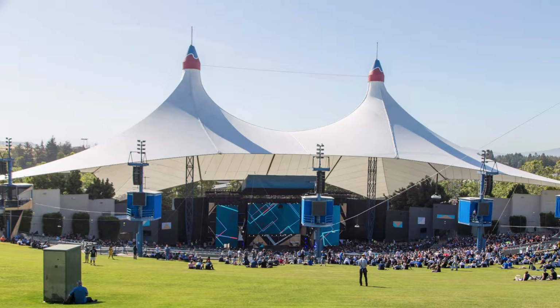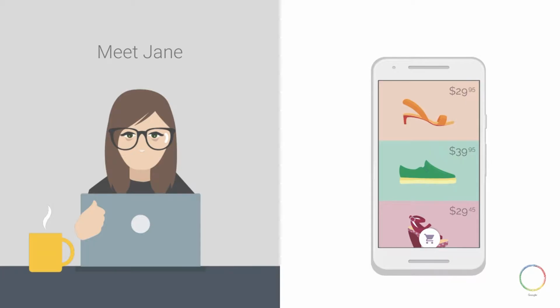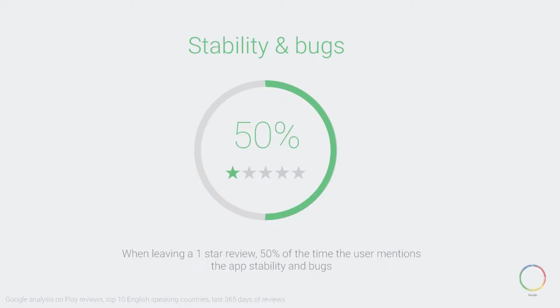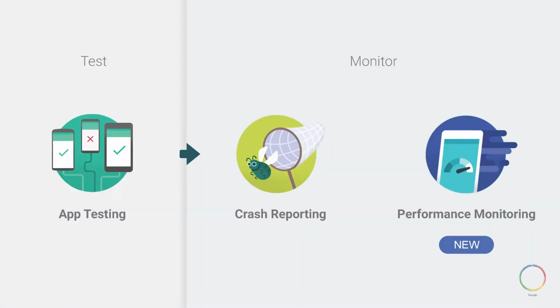With that in mind, I want to share with you the story of an app developer named Jane. Jane is the lead mobile developer for an e-commerce startup. She's getting ready to launch her app. Building a high-quality app is very important. In a recent analysis of Google Play Store reviews, we found 50% of one-star reviews mention app stability.